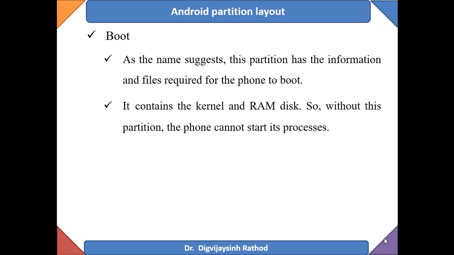The second important partition is called boot. Now the word itself tells you that this is the partition which keeps the information related to the files and configuration files required to boot the phone. So all required files related to booting the Android phone, you can find inside this slash boot partition. The second thing is it also contains the kernel and the RAM disk. So without this partition, the phone cannot start its process, because the boot partition holds all the booting related configuration files and also the information related to the kernel and the RAM disk. Without it, your mobile phone cannot start.